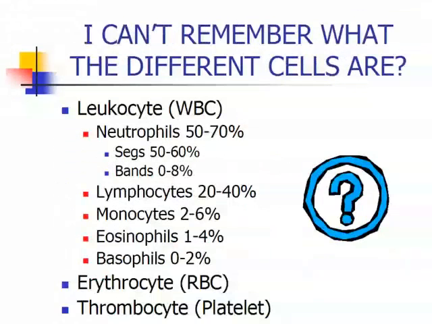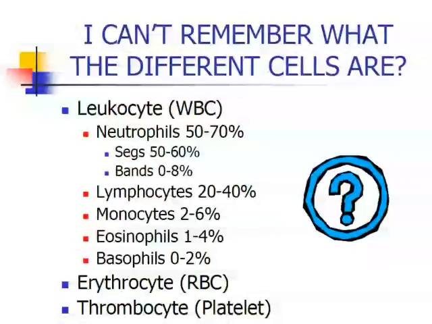And just as a reminder, in case you can't remember, your normal white blood cell count, your leukocytes, protect the body from invasion of bacteria and other foreign bodies. They divide into the following categories. Neutrophils, 50 to 70%. Their major function is phagocytosis. Your bands are your immature neutrophils. Your segs are your mature neutrophils. Your lymphocytes are about 20 to 40%. Monocytes are 2 to 6%.